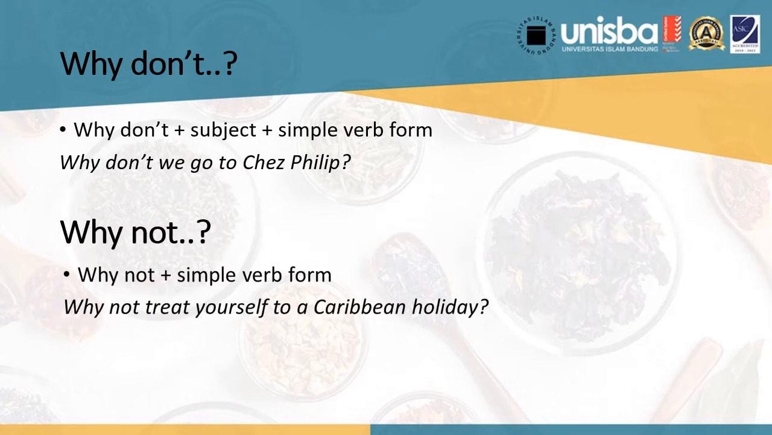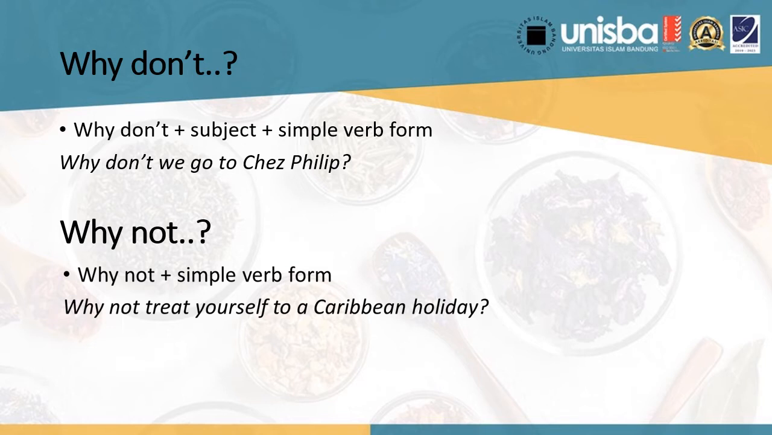Why don't is very similar to how about and what about. The difference here is that we ask the question using the negative don't. So the structure is why don't plus subject plus simple verb form. So let's see the example again, but this time with why don't. Why don't we go to Chez Philip?